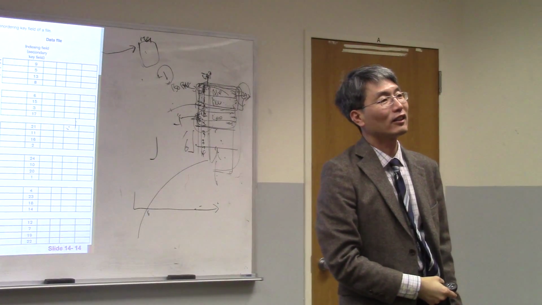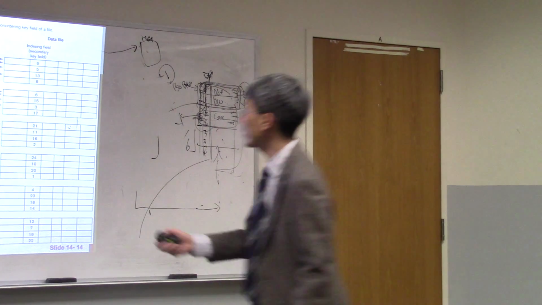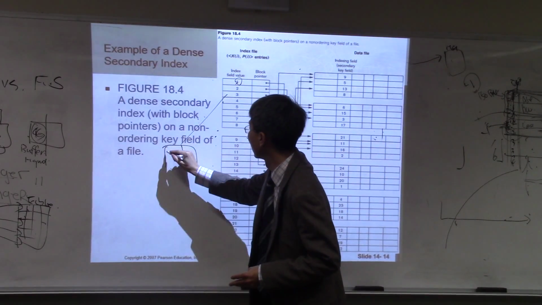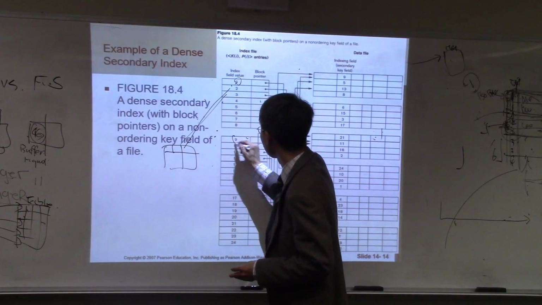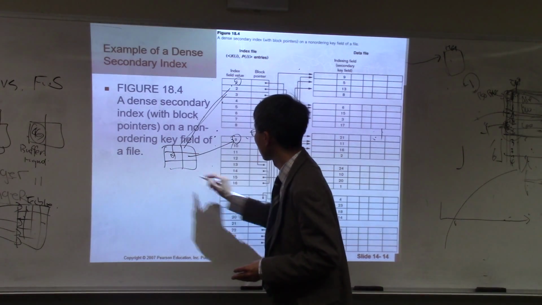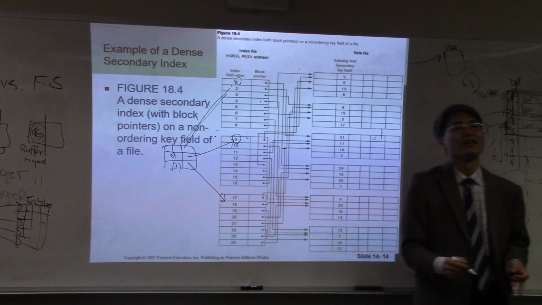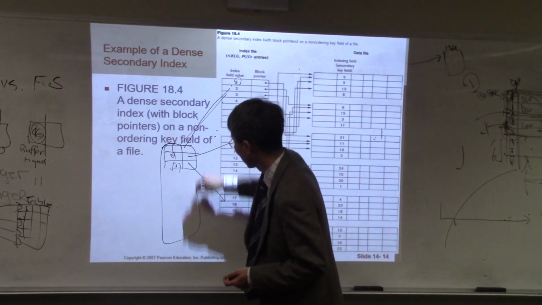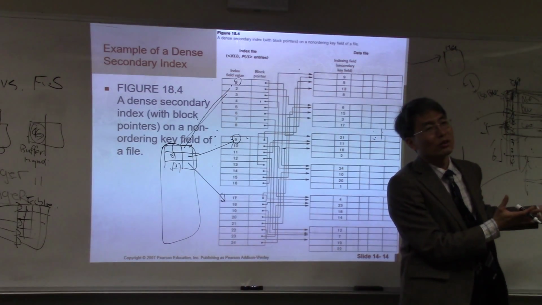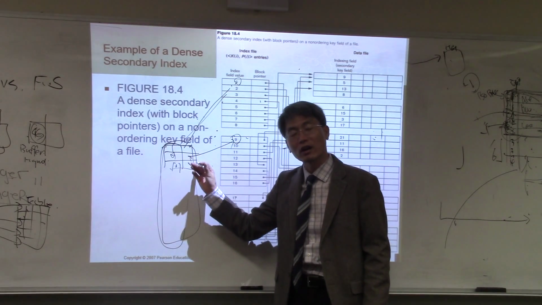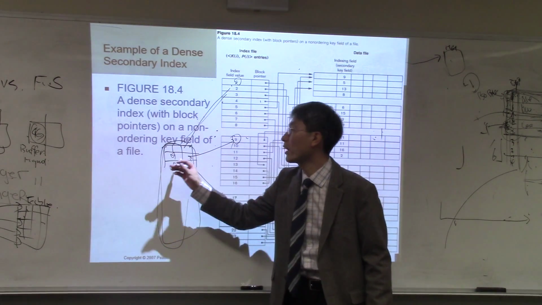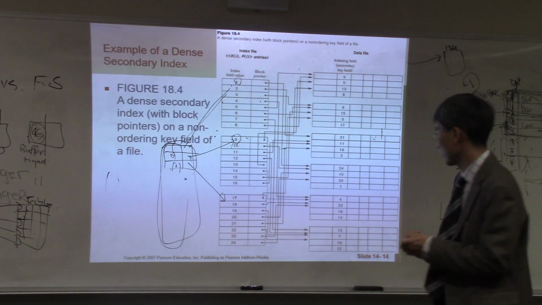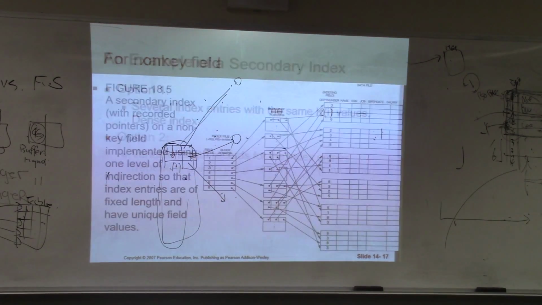We can make an index of index. We can make the index for this one, for example 1. We can make 1 point here, 9 point here, 17 point here. So we can make the index of index. What if this one is growing? So we have more levels of data blocks for this one. We can make another index. That is called multi-level index. So multi-level index is the index of index.